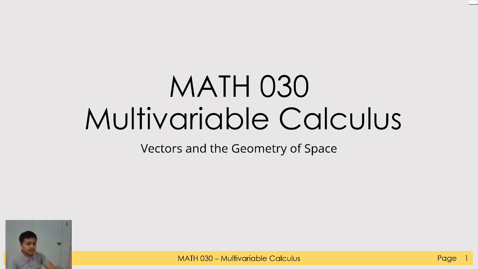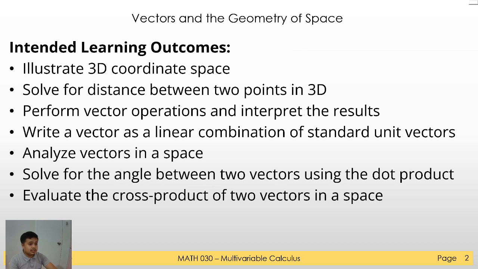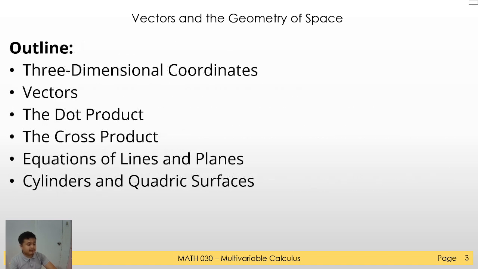So for this succeeding subtopics, we have the following intended learning outcomes. So we want to illustrate the 3D coordinate space, solve for distance between 2 points in 3 dimensions, perform vector operations and interpret their results, write a vector as a linear combination of standard unit vectors, analyze vectors in a space, solve for angle between two vectors using the dot product, evaluate the cross product of two vectors in a space.